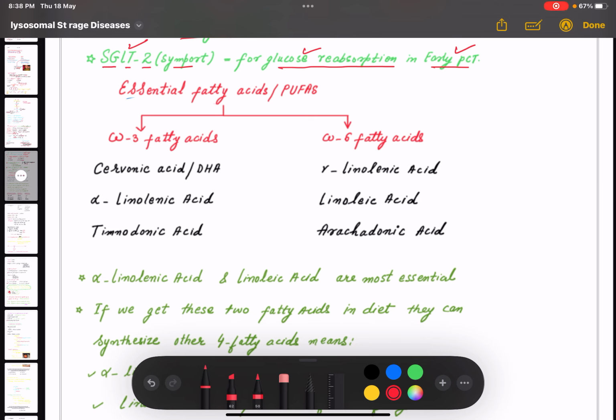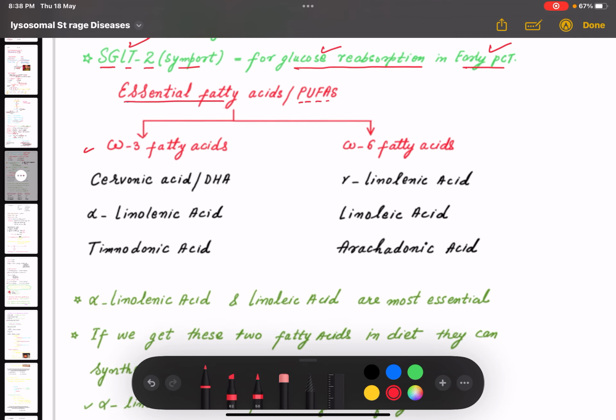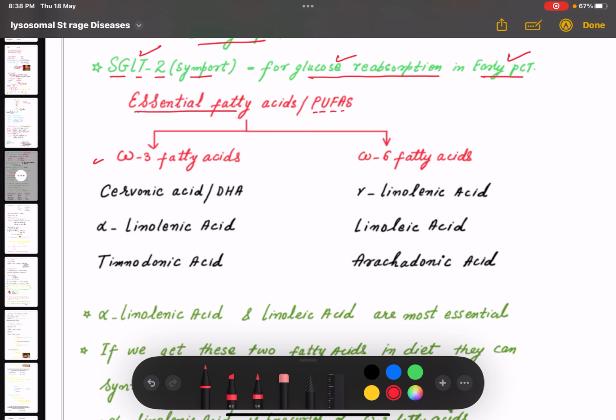Now let's see another topic, that is essential fatty acids. Essential fatty acids are also known as polyunsaturated fatty acids. Essential fatty acids are of two types, omega 6 fatty acids and omega 3 fatty acids. In the omega 3 family, we have servonic acid, docosahexaenoic acid, alpha linolenic acid, and timnodonic acid. Among omega 6 fatty acids, we have gamma linolenic acid, linoleic acid, and arachidonic acid.